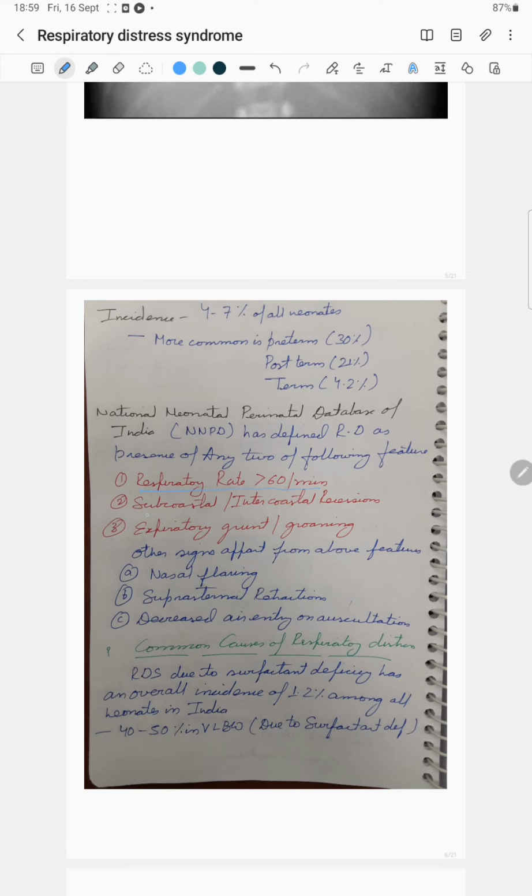Then the other findings are subcostal and intercostal recession, expiratory grunt and groaning.